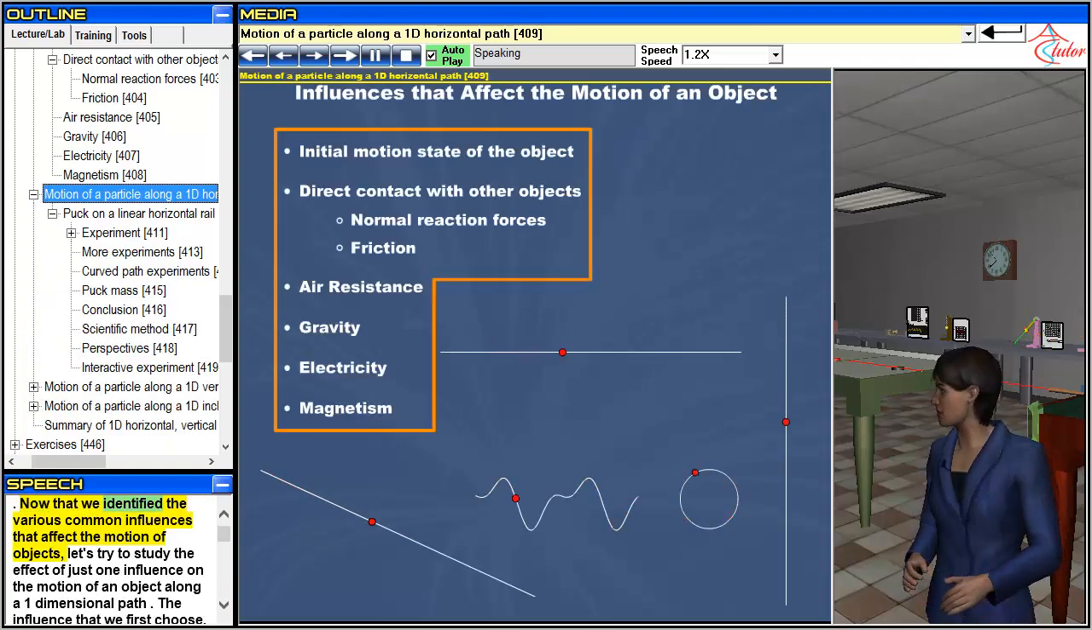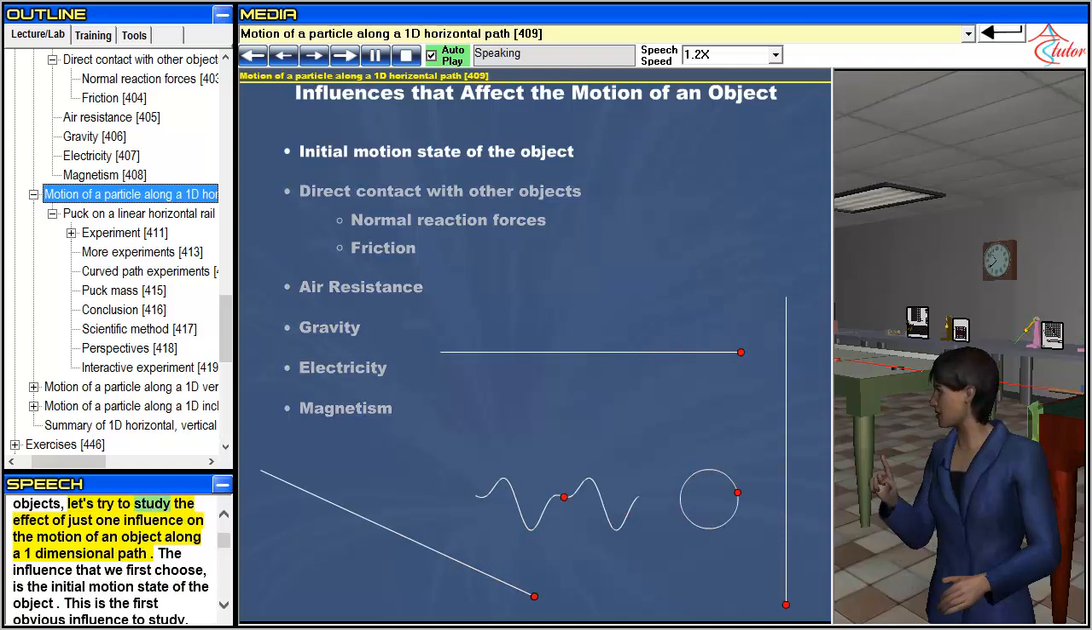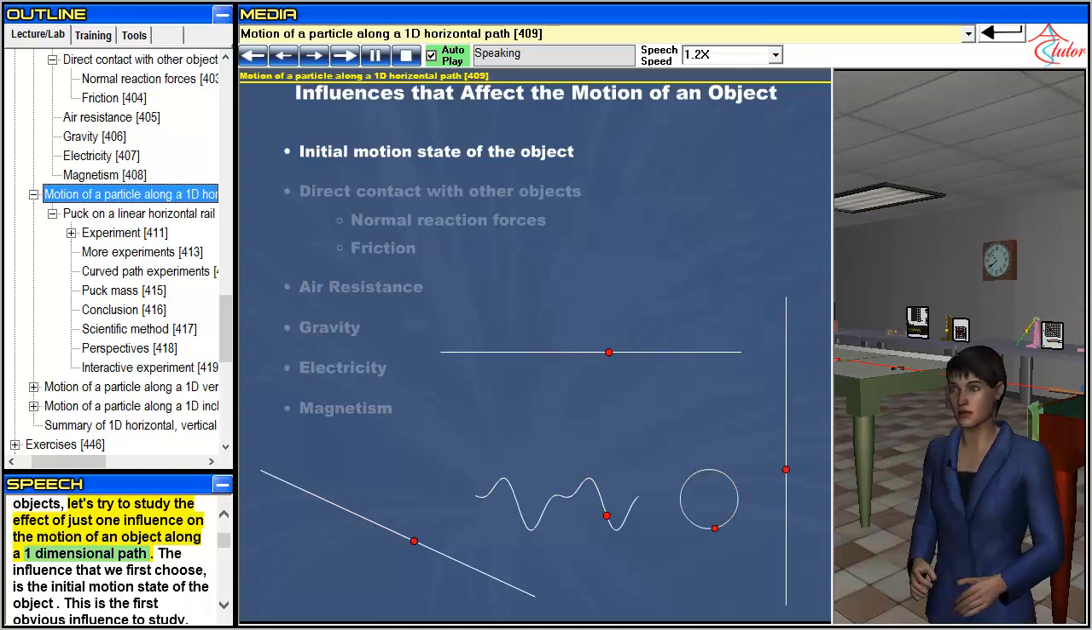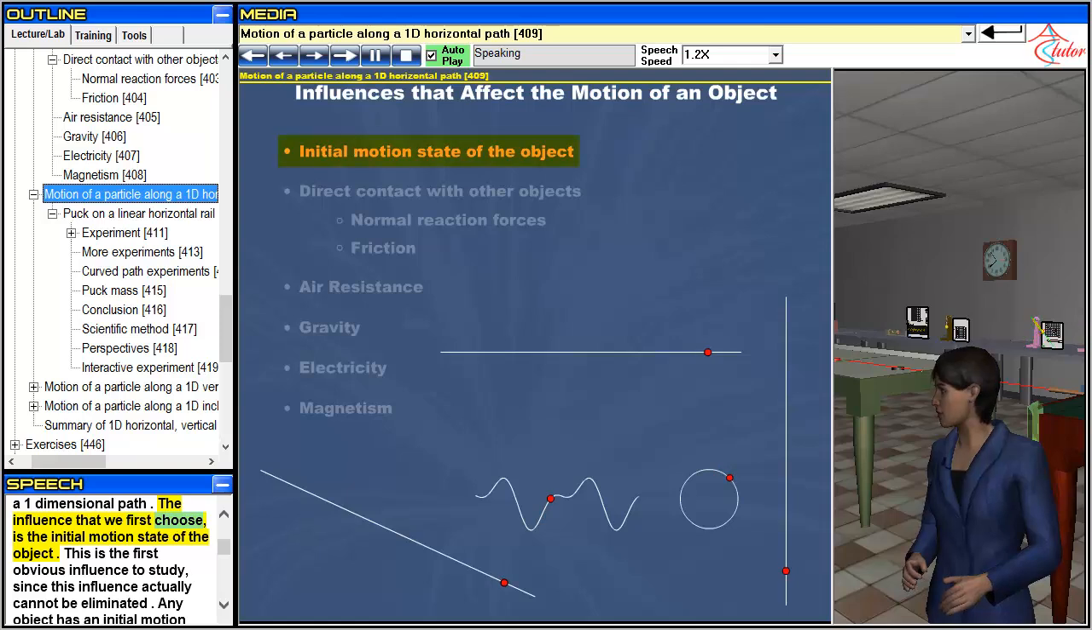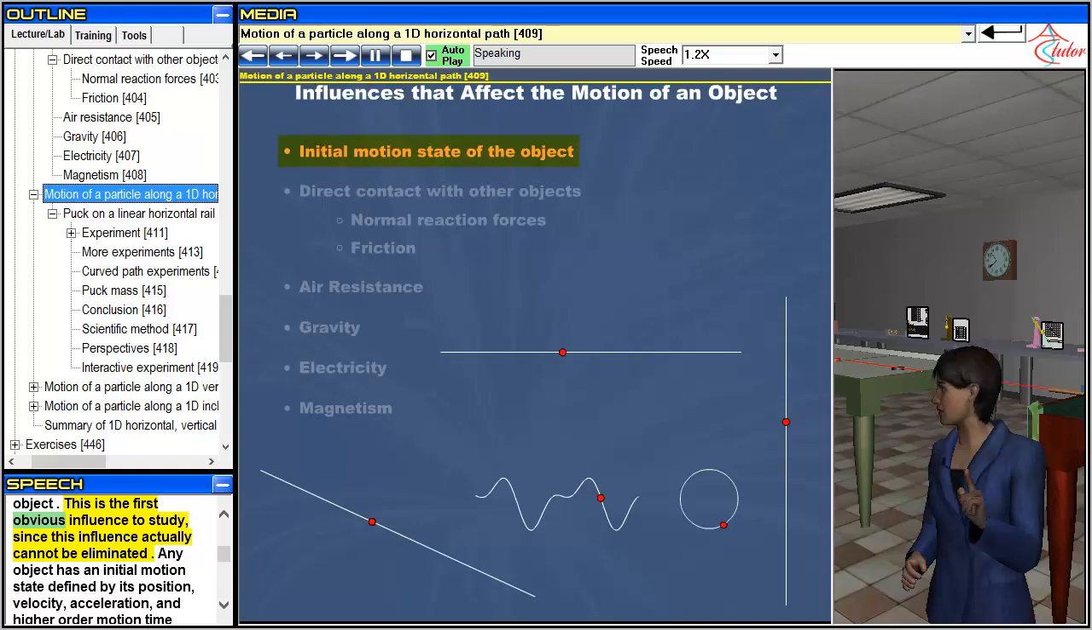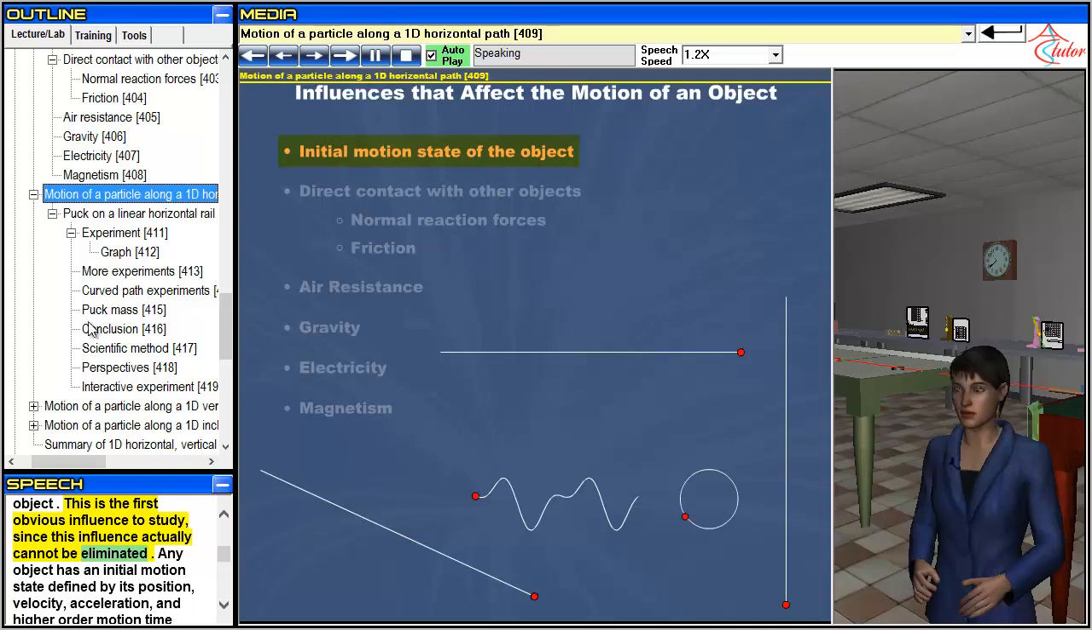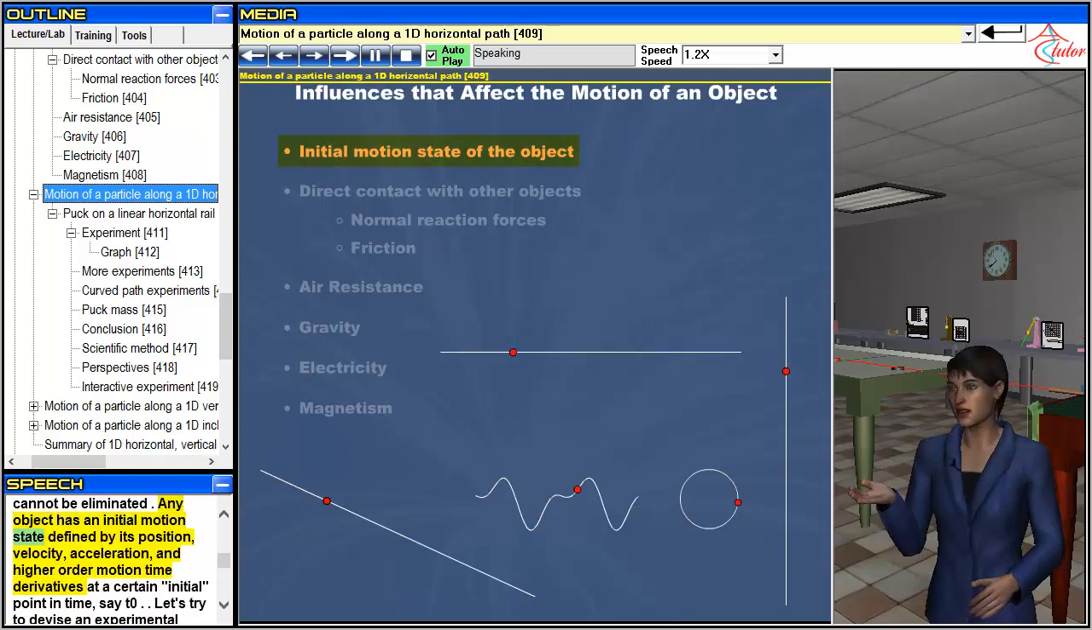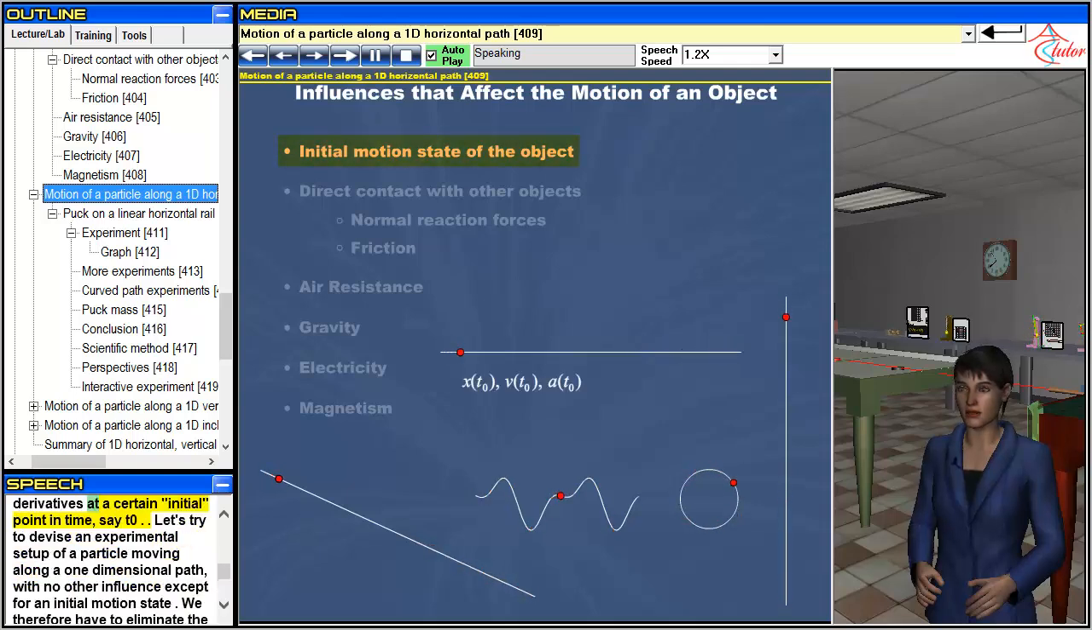Now that we identified the various common influences that affect the motion of objects, let's try to study the effect of just one influence on the motion of an object along a one-dimensional path. The influence that we first choose is the initial motion state of the object. This is the first obvious influence to study, since this influence actually cannot be eliminated. Any object has an initial motion state defined by its position, velocity, acceleration, and higher-order motion time derivatives at a certain initial point in time, say t0.